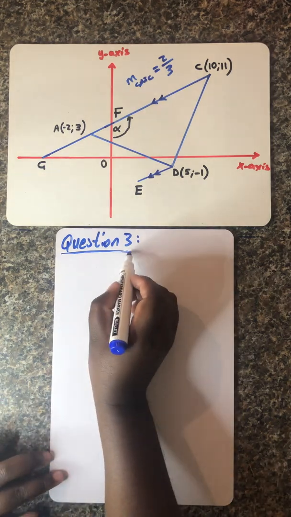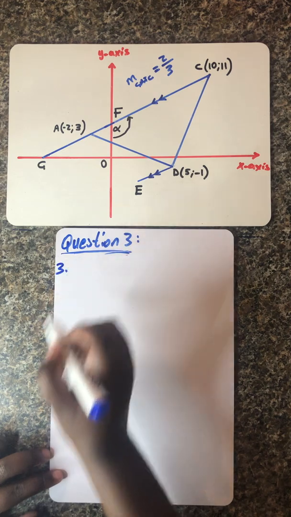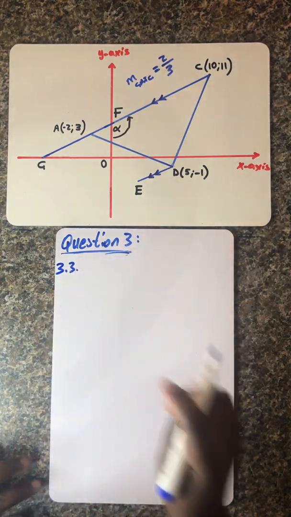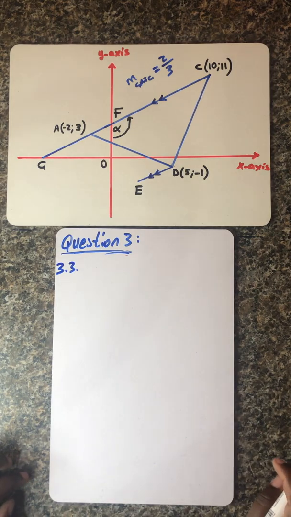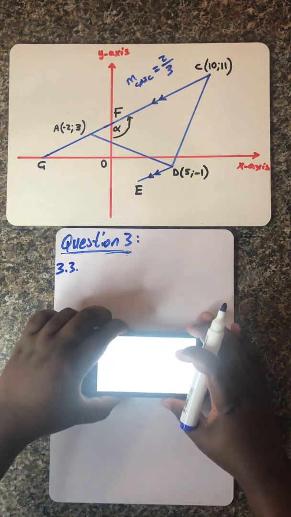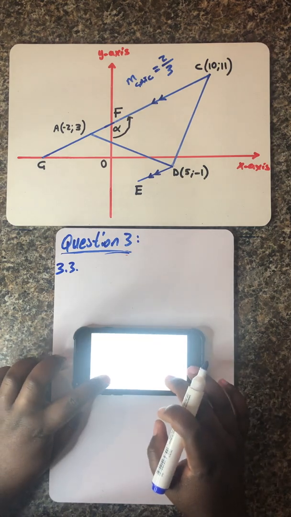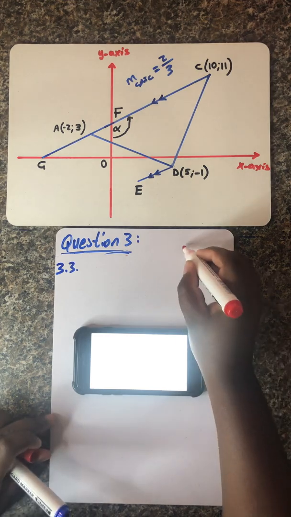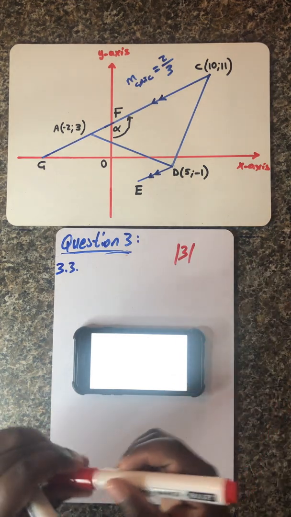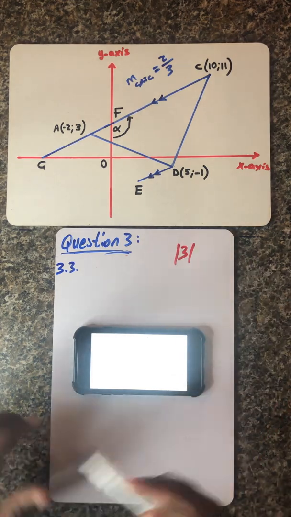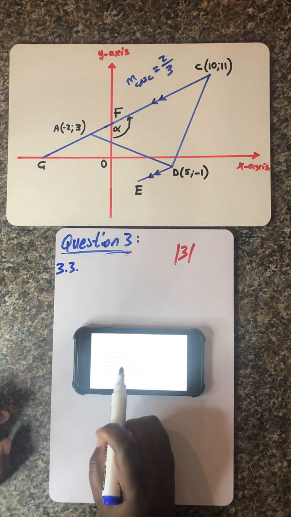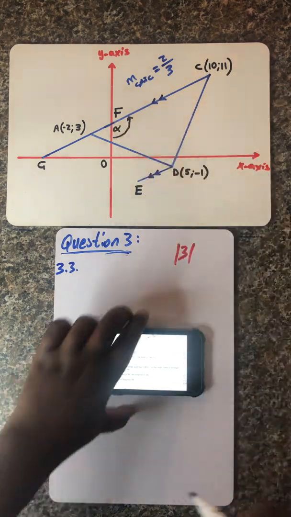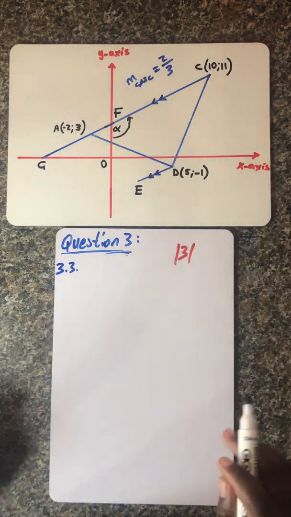Okay, so ladies and gentlemen, let's now move to question 3.3. Okay, very important, ladies and gentlemen. Let's check what the question wants us to calculate. Remember, this question is there on my Telegram channel, and this question is allocated 3 marks. So guys, they want you to calculate the size of angle alpha. Okay, so this is that angle that they want you to calculate. Very important, ladies and gentlemen.